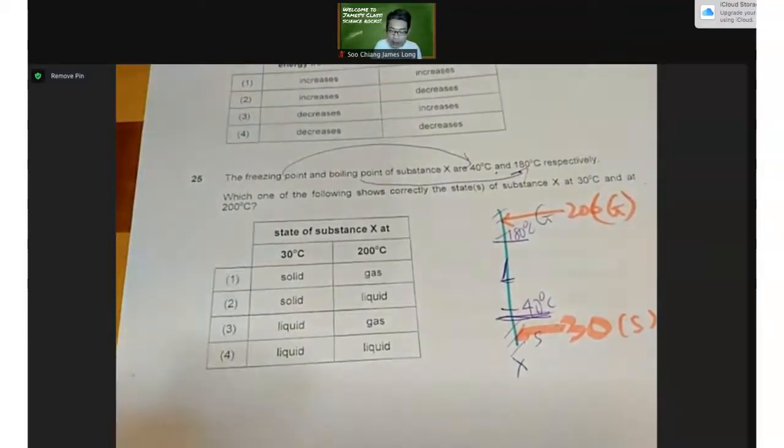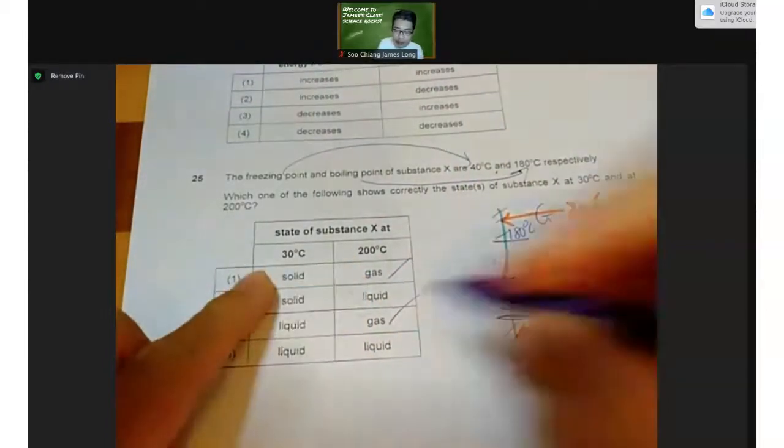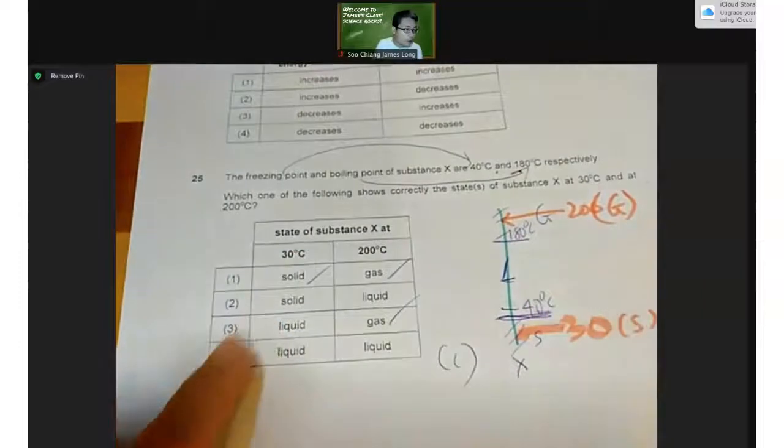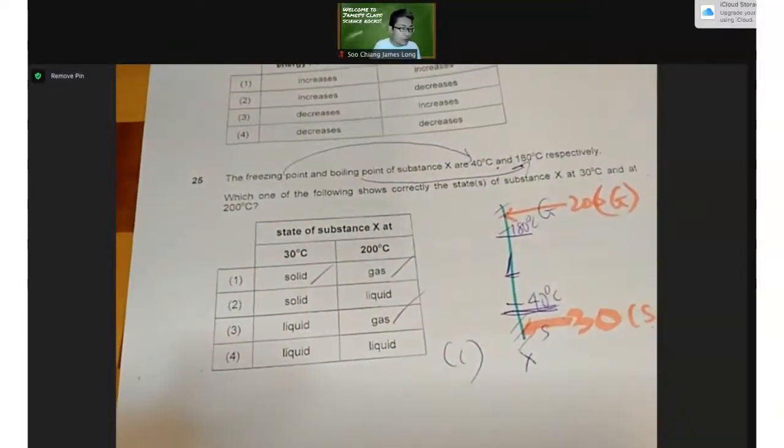So I'm going to check this now. At 200, it should be a gas. At 30, it should be a solid. So answer is 1 for question 25. Let's go to the next question, question 42.